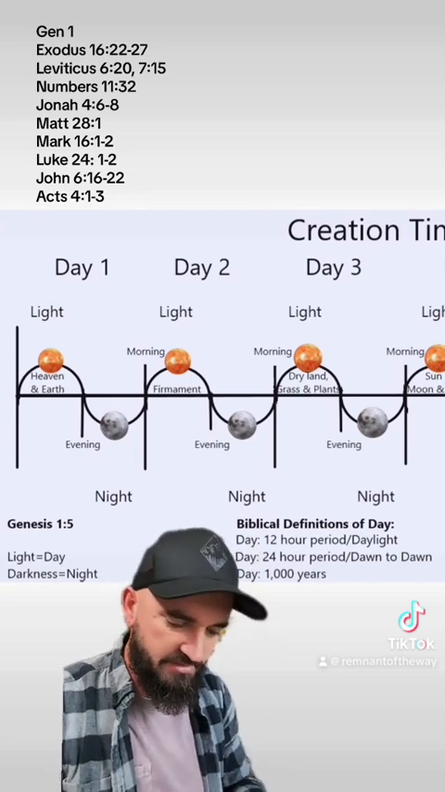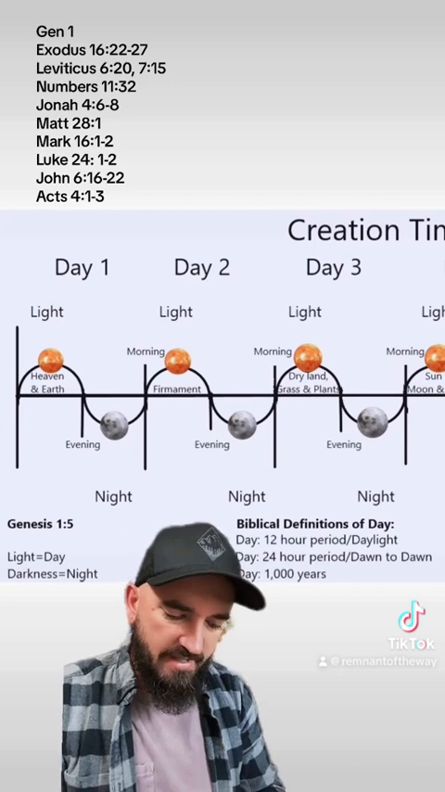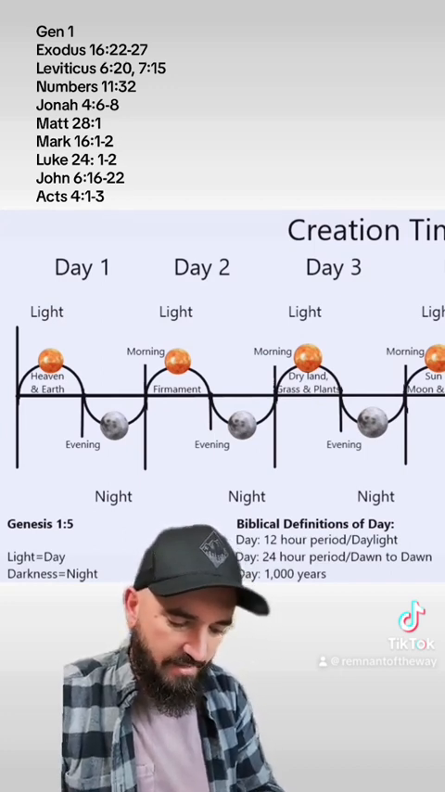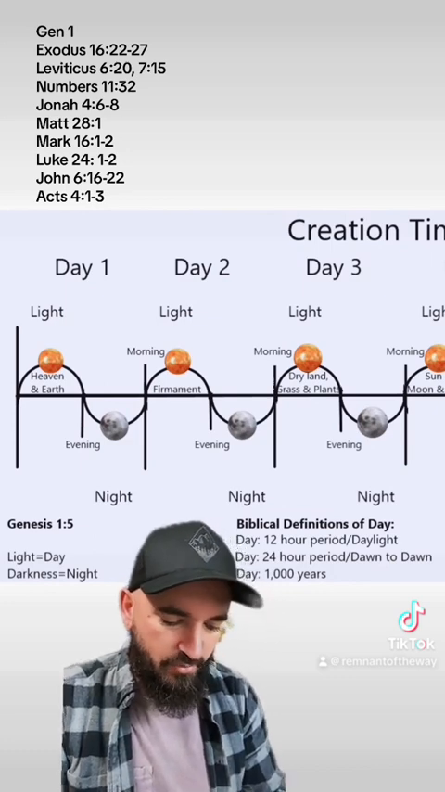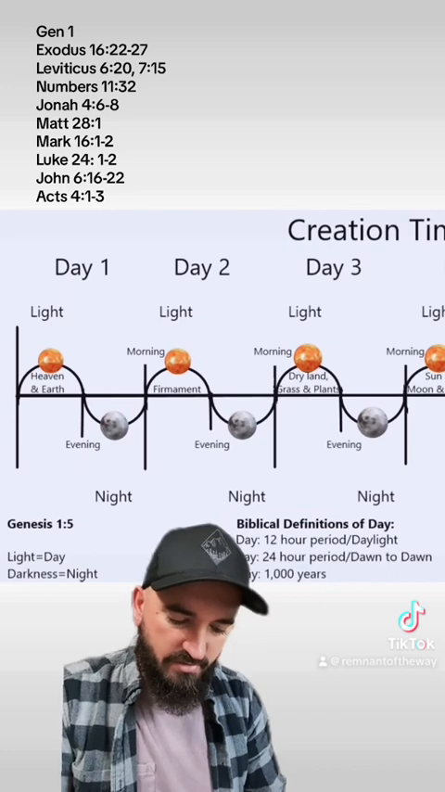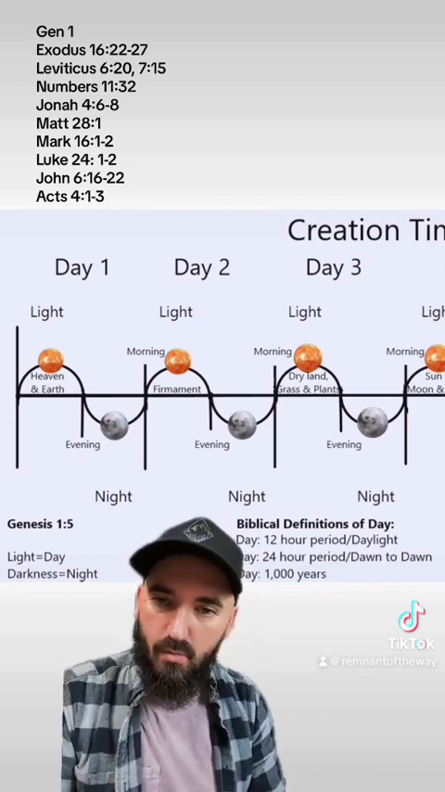So here we go. This is Genesis 1, verse 3. And Elohim said, "Let light come to be," and light came to be. And Elohim saw the light, that it was good, and Elohim separated the light from the darkness. And Elohim called the light day, and the darkness he called night. And there came to be evening, and there came to be morning, one day.